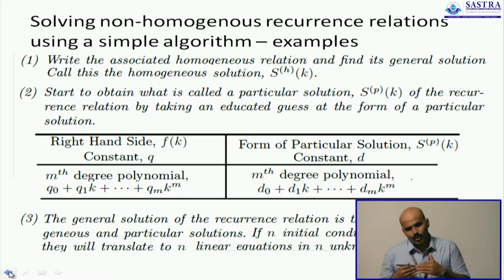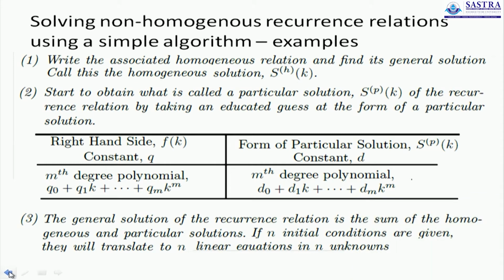So even though it is non-homogeneous, we treat it as a homogeneous recurrence relation and get a general solution. That's one part of the required answer. That's not the complete answer, that's one part, and we'll call that part SH of k. Next, the function of the RHS has to be taken care of. The function may be a constant, that function may be a polynomial, but you have to take care of that. To take care of that, we do step 2 of this algorithm.